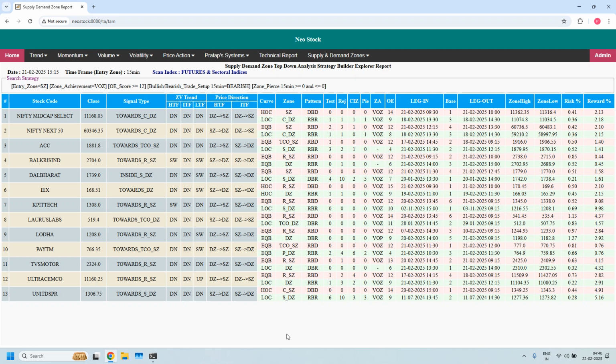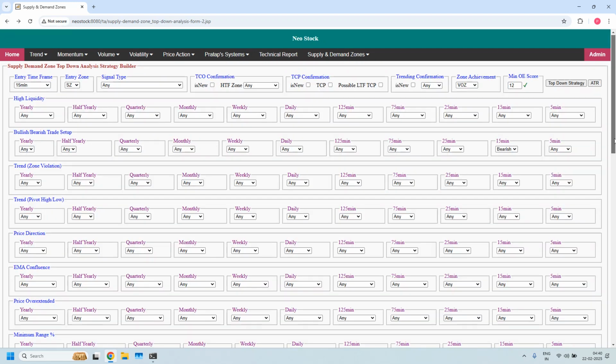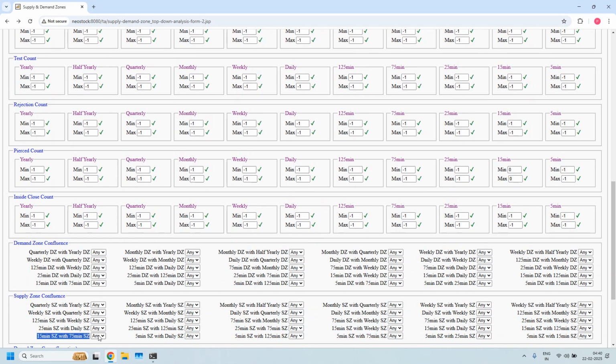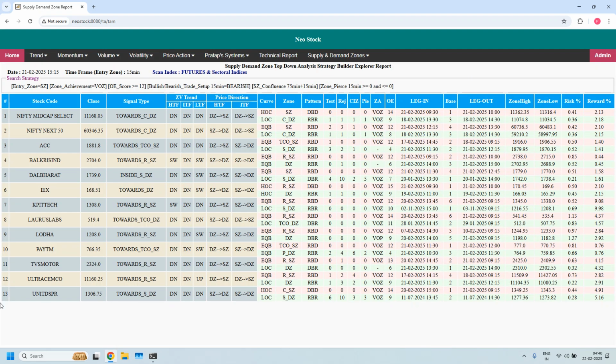First filter is LTF and ITF supply zone confluence. So let's filter out from these 13 stocks by setting the filter 15 minute supply zone with 75 minutes supply zone confluence. Enable the filter. Out of 13 stocks, we got all the 13 stocks. That means all these 13 stocks, these 15 minute supply zones are overlapped with 75 minute supply zone. And also the 75 minutes trend is down in all these stocks.